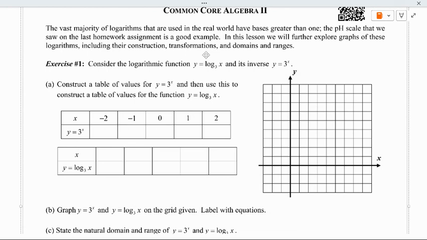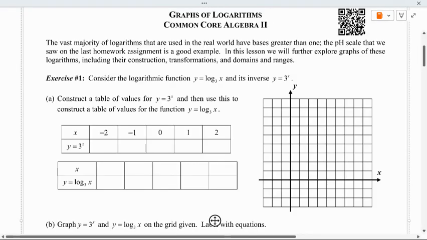So we're going to look at this first function, y equals log base 3 of x, and its inverse, y equals 3 to the power of x. Know that the inverse is the exponential function. So let's go ahead and fill out our table of values.